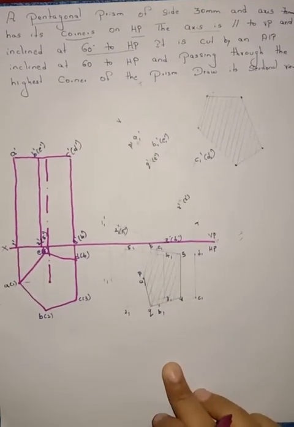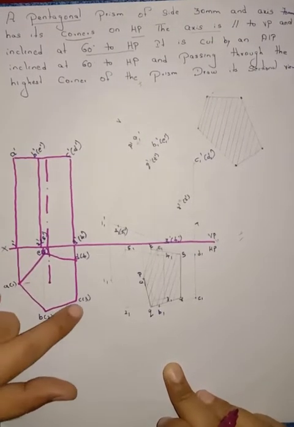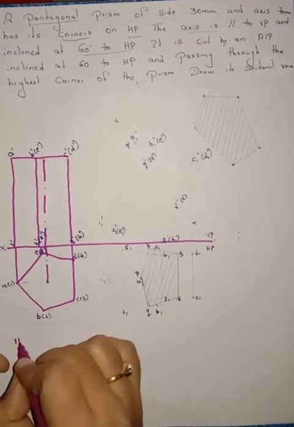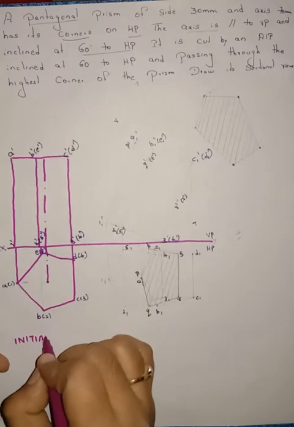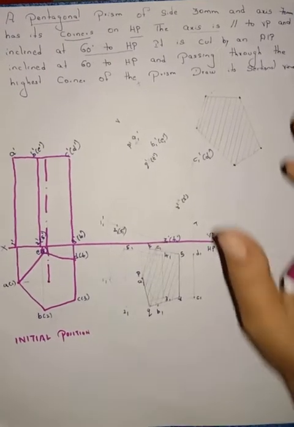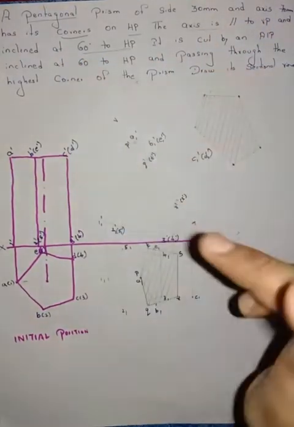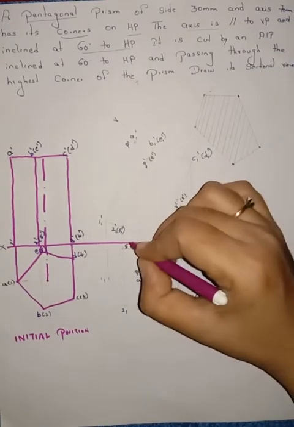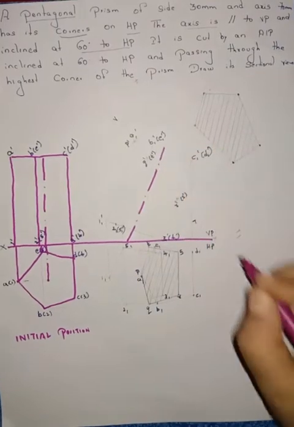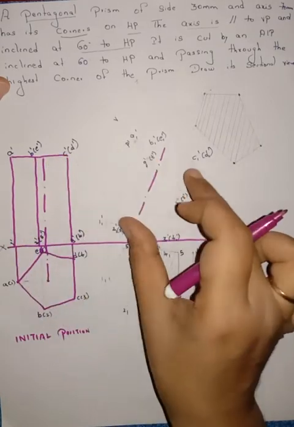Next, mark the points A dash, B dash, E dash, C dash, D dash, like that. So this is your initial position. Now coming to the second part, the axis is parallel to VP and inclined at 60 degrees to HP. So the axis is at 60 degrees to HP. Draw the axis line of any length. The angle here is 60 degrees. Then next, you have to construct the same prism here.